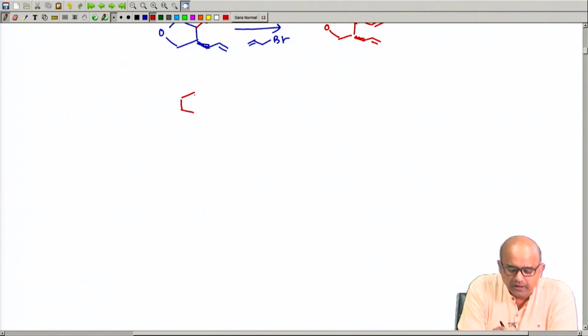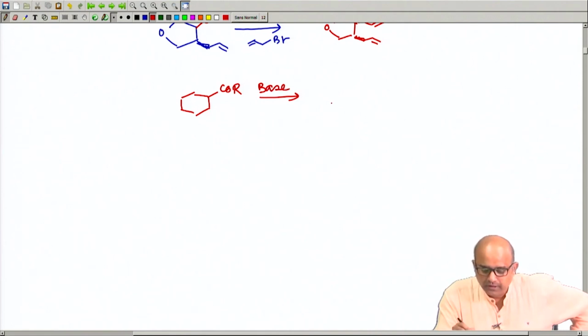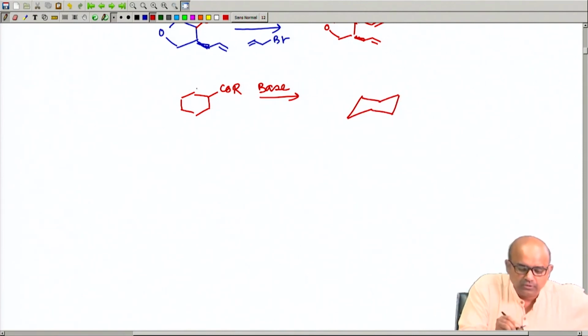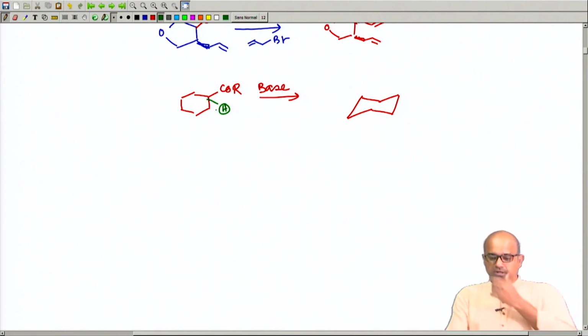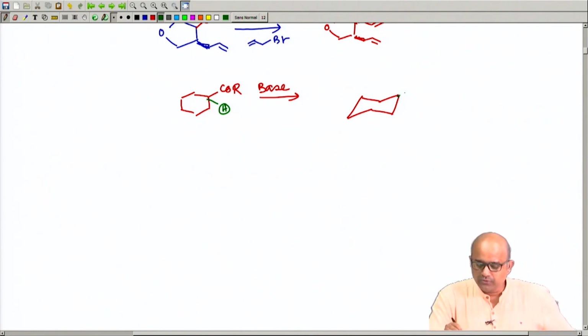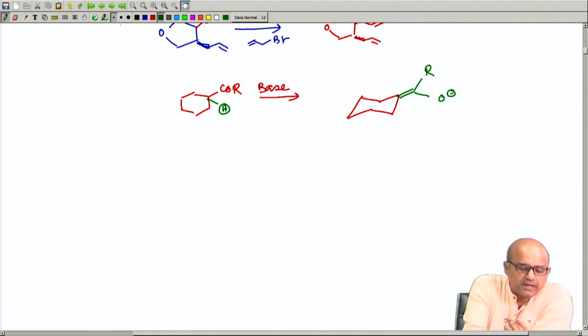Now, things will be a little bit simpler if you take a cyclohexanone system. Let us take a cyclohexanone system, something like this. As all of us know, if you try to generate an enolate in cyclohexanone by abstracting the hydrogen, which is this hydrogen, you usually get this kind of exocyclic enolate. Now, for this exocyclic enolate, there are two ways the electrophile can approach.